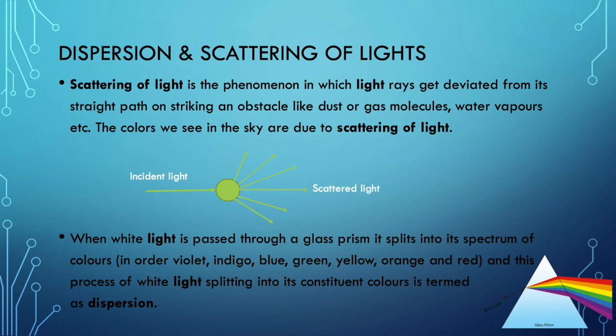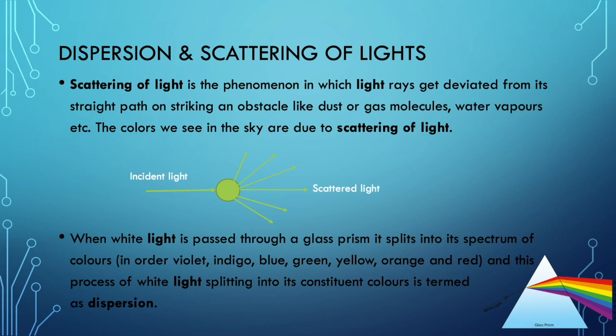When white light is passed through a glass prism, it splits into a spectrum of colors in order: violet, indigo, blue, green, yellow, orange, and red. This process of white light splitting into its constituent colors is termed dispersion. In this figure, we can see when a white light is passed through a glass prism, it disperses the 7 colors of a rainbow.